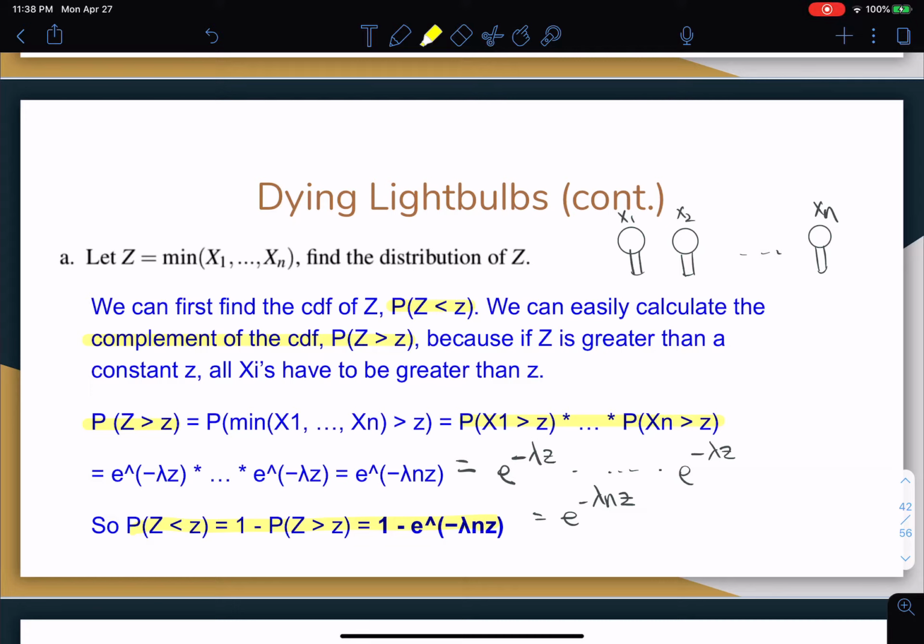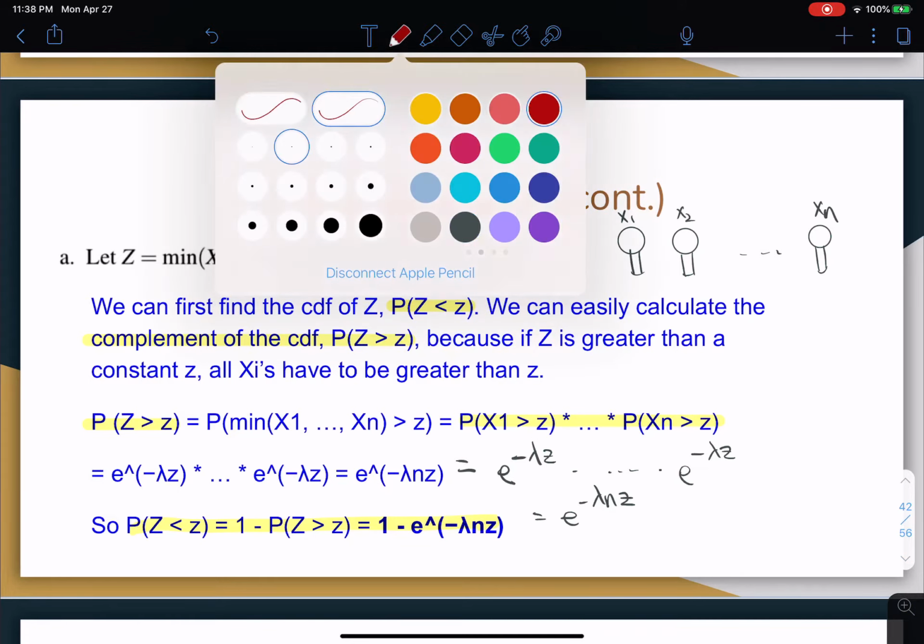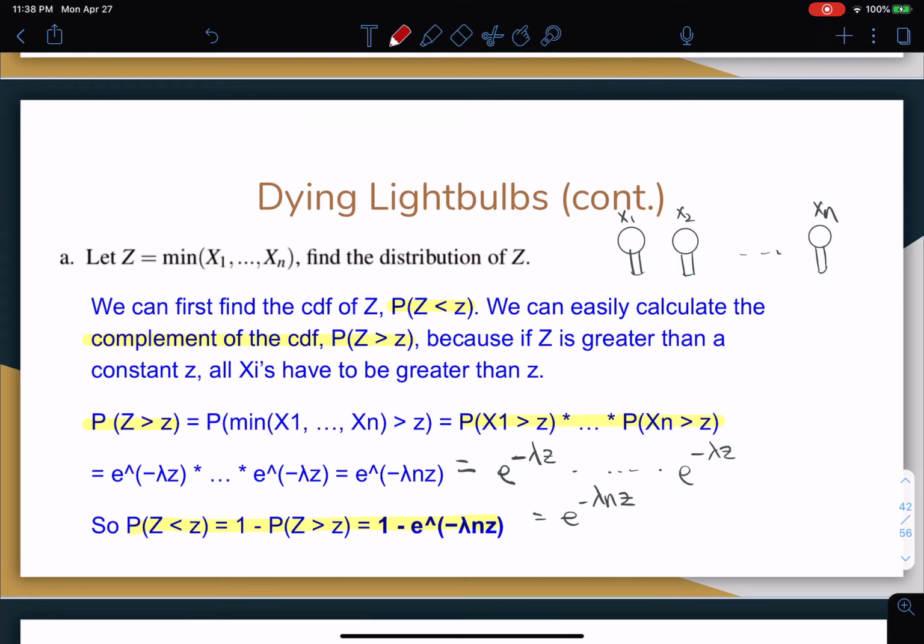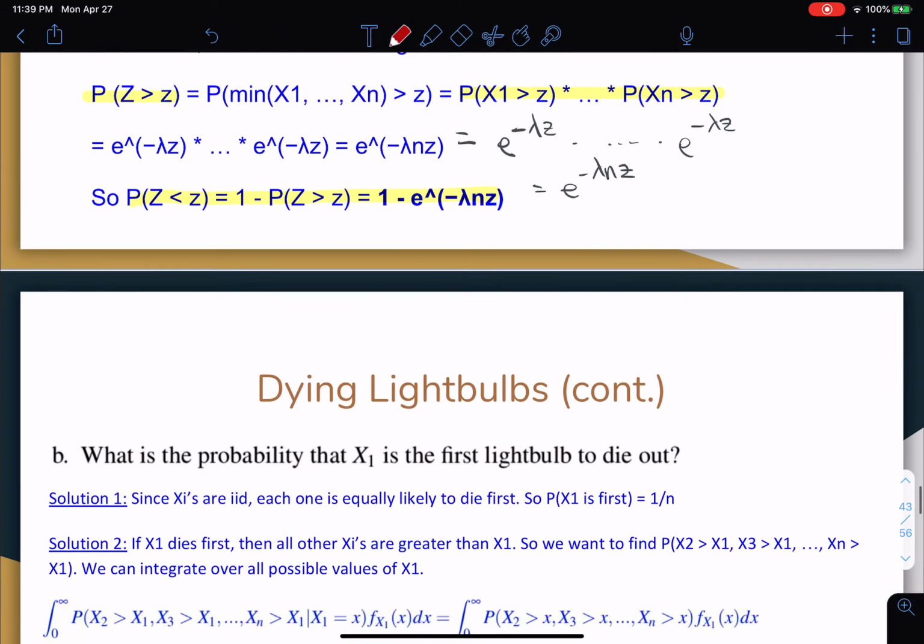And then finally what we do is we just subtract it, 1 minus e to the minus lambda nz. So what are some really smart things that have gone on here? First thing, noticing that you can just find the CDF. The second part is, okay, the CDF is hard to calculate still, so let's find the complement, which becomes a lot easier. And finding the complement is usually a trick that you use when you have something like the minimum. So two smart things that went in: find the CDF first and then find the complement, which is a lot easier to calculate.